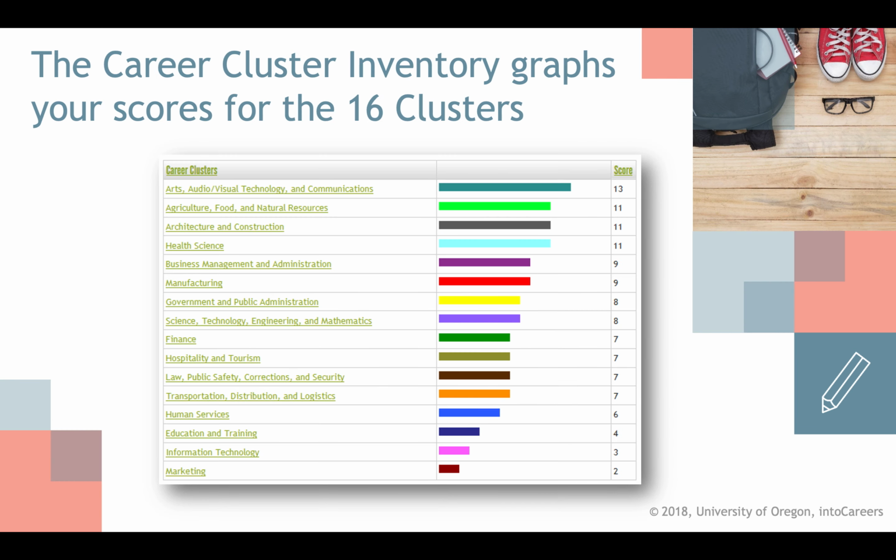An example of career clusters is presented in this graph. There are 16 clusters: arts, audio, visual, technology, communications, health science, business, finance, education, marketing. When you look at this graph, you can see that the person who took this assessment scored higher in the arts department than agriculture, architecture, and health science.